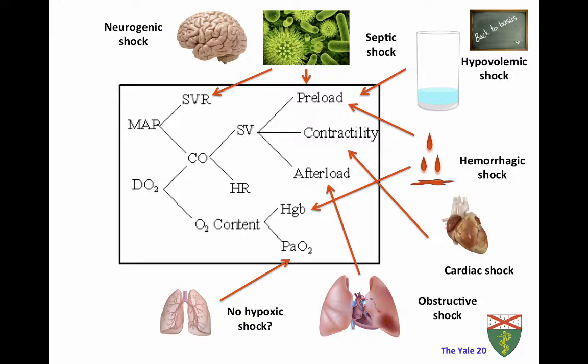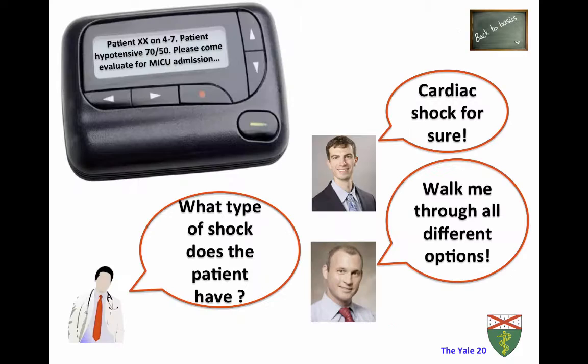The equations are again displayed, however this time in a graphical format which displays how they are all connected. If any one of these parameters were to decrease, such as the systemic vascular resistance in sepsis, then the body can go into shock. It is also possible for multiple components of these equations to be affected at the same time, such as in the case of hemorrhagic shock, in which the preload is reduced, but there is also less hemoglobin present to carry oxygen.